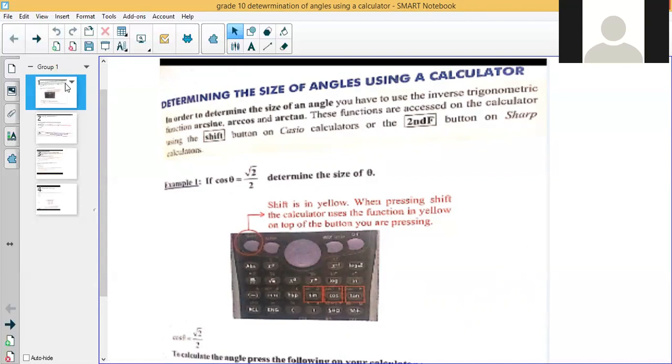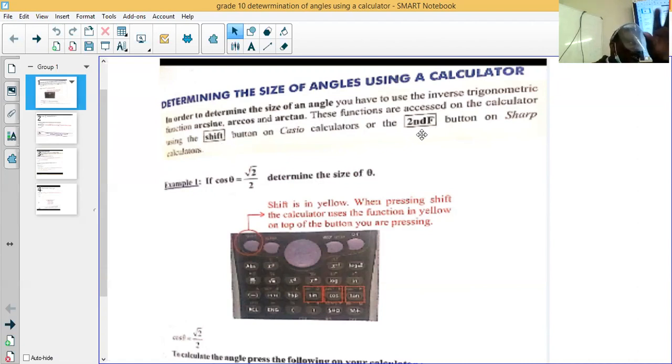This is trigonometry here. Now, determining the size of angles using a calculator. Take note, you must always have your calculator. In order to determine the size of an angle, you have to use the inverse trigonometric function, which is arcsine, arccos, or arctan. These functions are accessed in the calculator using the shift button or second button.